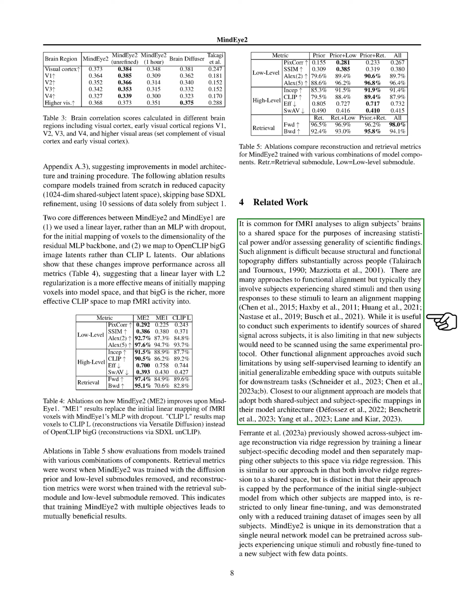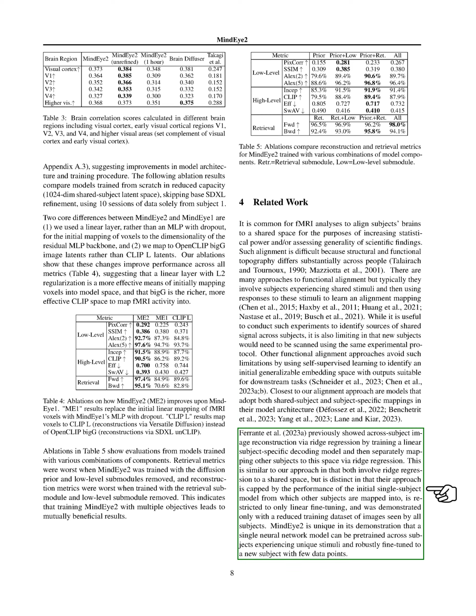In related work, aligning subjects' brains to a shared space is common in fMRI analyses to enhance statistical power and assess scientific findings' generality. Various approaches exist for functional alignment, with some relying on shared stimuli and responses for alignment mapping. Eye2 stands out by demonstrating that a single neural network model can be pre-trained across subjects with unique stimuli and effectively fine-tuned to a new subject with minimal data.